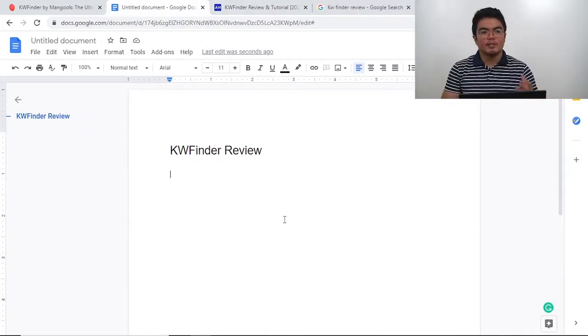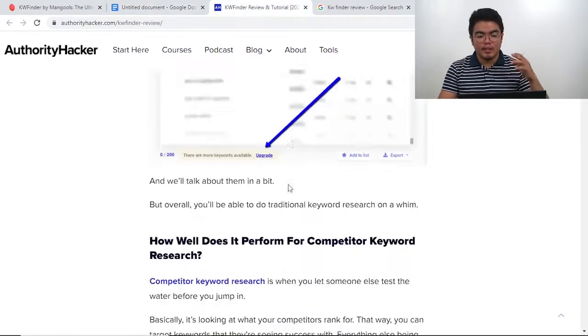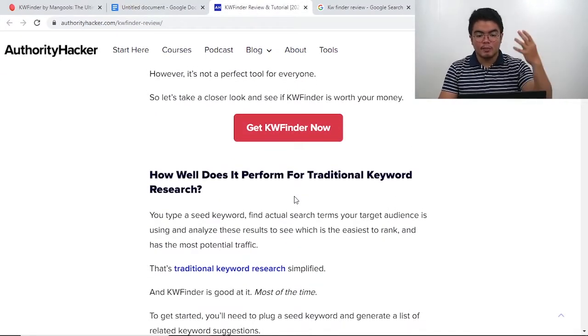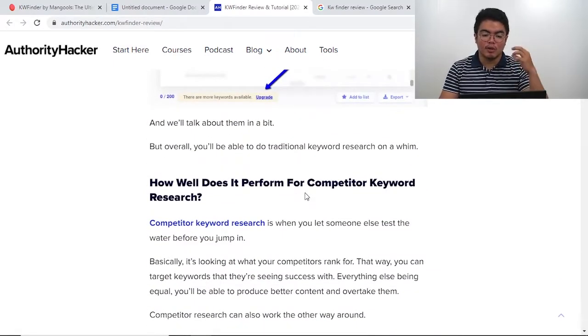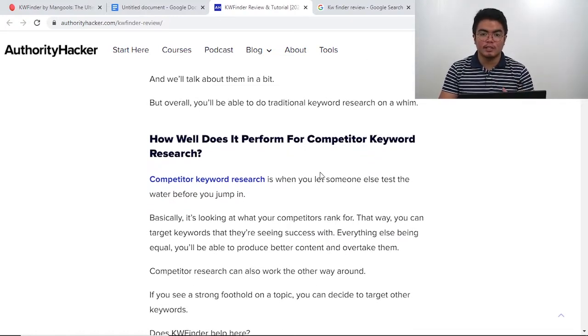Again, it's a good idea to study the structure of the blog posts of your competitors, especially the ones that you like. You don't have to do exactly the same as them, but just knowing what's working is a good idea. Now, we're taking a different angle from Authority Hacker. The way they did theirs was that they put how well does KW Finder perform for traditional keyword research and how well does it perform for competitor keyword research. So you can tell that they're really targeting people who already have a background in keyword research.